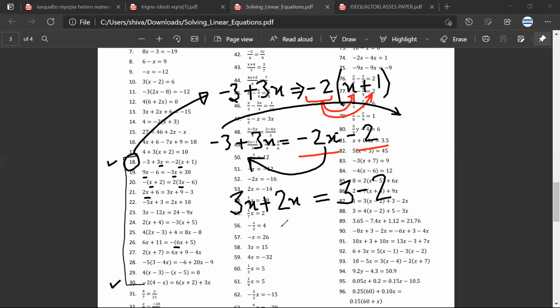So 3x plus 2x will become 5x and that's equal to 1. What should I do next? We'll bring 5 to the right hand side. So it will become 1 divided by 5. Perfect. Satya, any doubt? No.